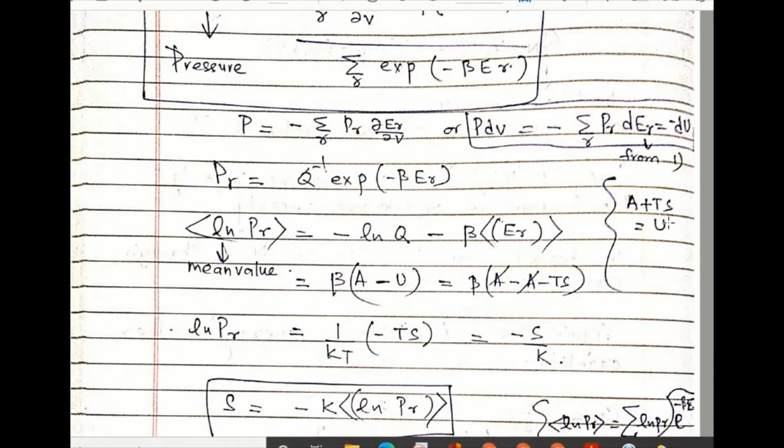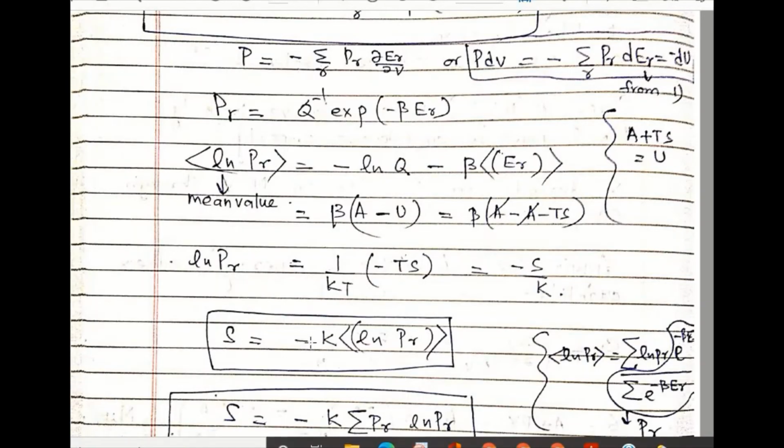We know the relation A plus TS is equal to U, and we apply it here, which is equal to beta A minus U, which is equal to beta times A minus TS. So the mean value of ln Pr is actually coming out to be 1 by kT times A minus TS, which is equal to minus S by k. Now what is this S by k? S is the entropy. So entropy can be written as minus k times the mean value of ln Pr.